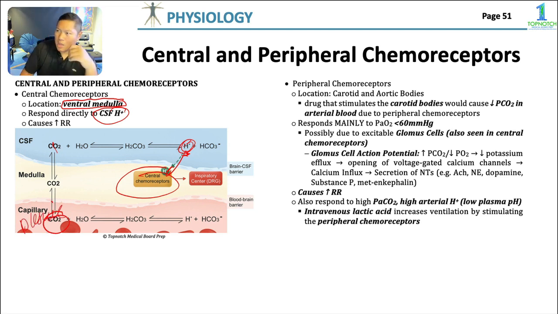Okay? Can plasma CO2 directly stimulate the central chemoreceptors? No. Can plasma H+ directly stimulate the central chemoreceptors? No, also. It cannot pass through the blood-brain barrier. The one that can directly stimulate the central chemoreceptors is CSF H+. Okay, when stimulated, it will cause an increase in your respiratory rate.